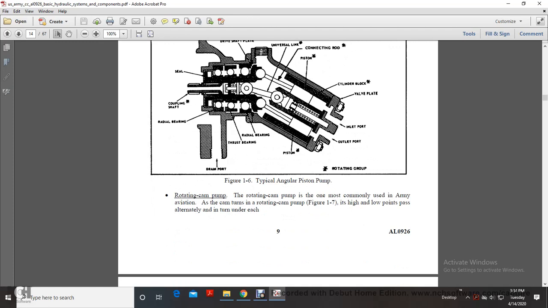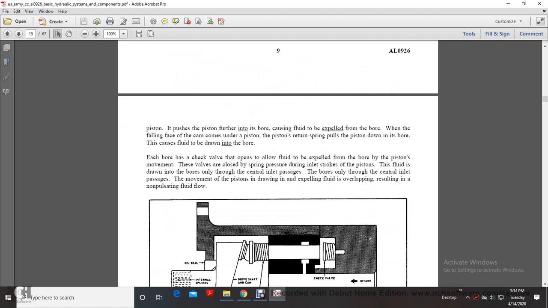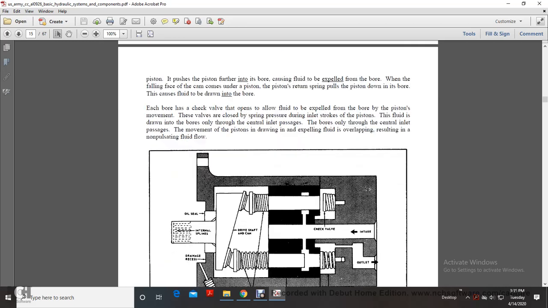Rotating cam pump. The rotating cam pump is the most commonly used in Army aviation. The cam turns in the rotating cam pump, and its high and low points pass alternately under each piston. The high point pushes the piston further into the bore, causing fluid to be expelled from the bore, while the falling face of the cam under the piston lets the return spring pull the piston down in the bore, causing fluid to be drawn into the bore. Each bore check valve opens to allow fluid to be expelled from the bore with the piston movement. The valves are closed by spring pressure during the inlet stroke of the piston. Fluid is drawn into the bores only through the central inlet passages.